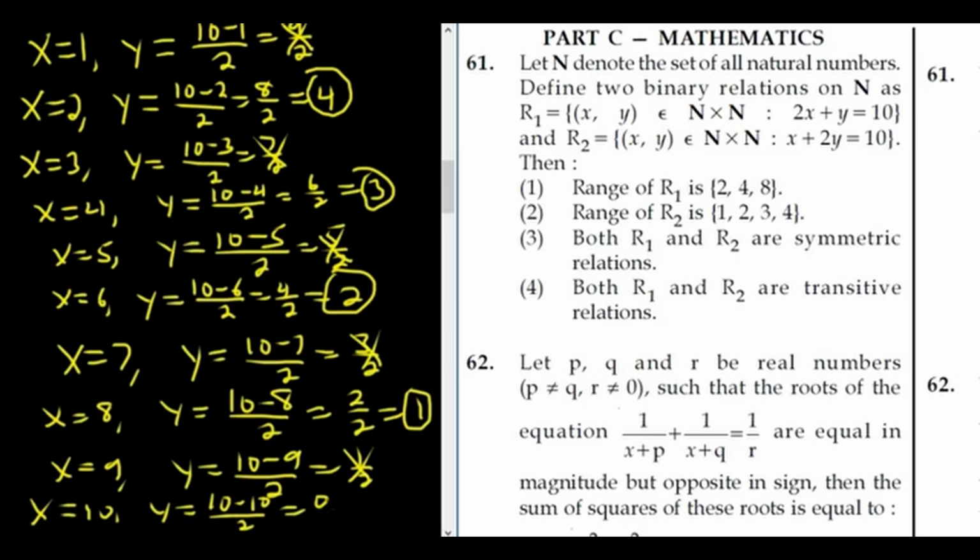So you get 0 over 2, which is 0, but 0 is not in the set of natural numbers. So it looks like 1, 2, 3, 4. So that would be choice 2. So the answer to this problem is choice number 2. The range is the elements 1, 2, 3, and 4.